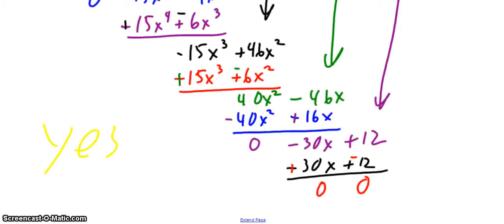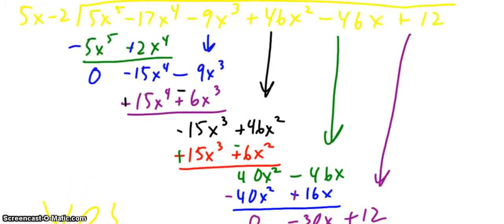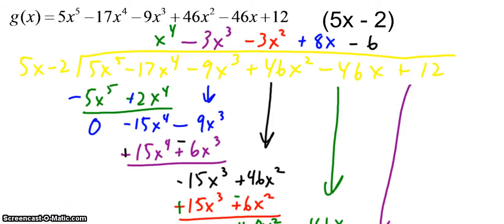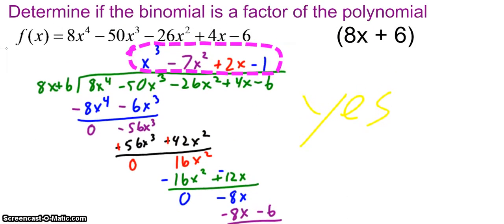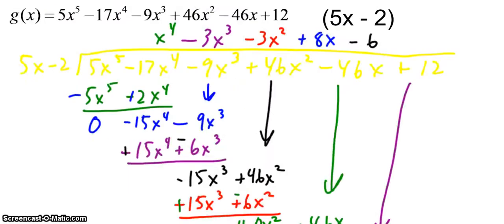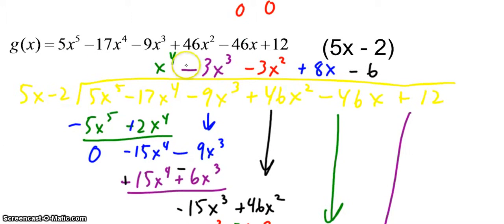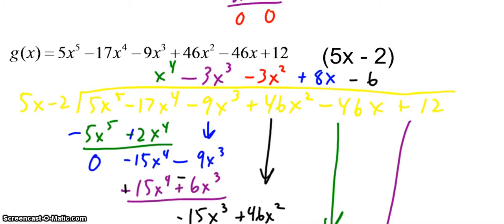Okay, so after some painstaking long division, hopefully you came to the conclusion that yes, both of these actually are factors of the given polynomials. So 8x plus 6 is a factor of 8x to the fourth minus 50x cubed minus 26x squared plus 4x minus 6. And 5x minus 2 is a factor of 5x to the fifth minus 17x to the fourth minus 9x cubed plus 46x squared minus 46x plus 12. How do I figure that out?